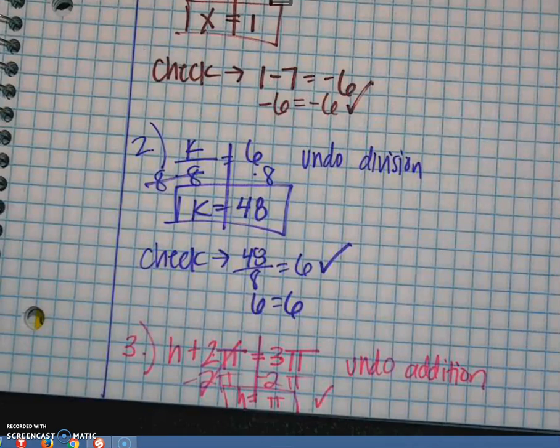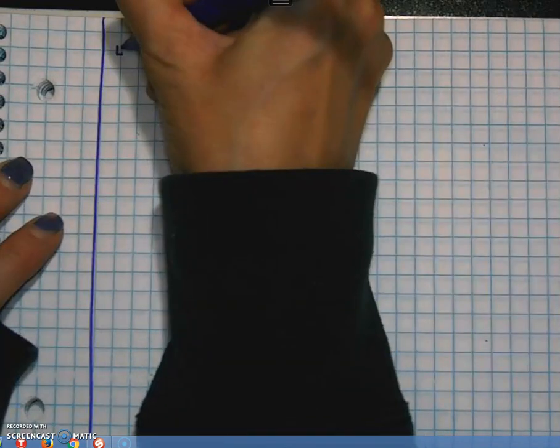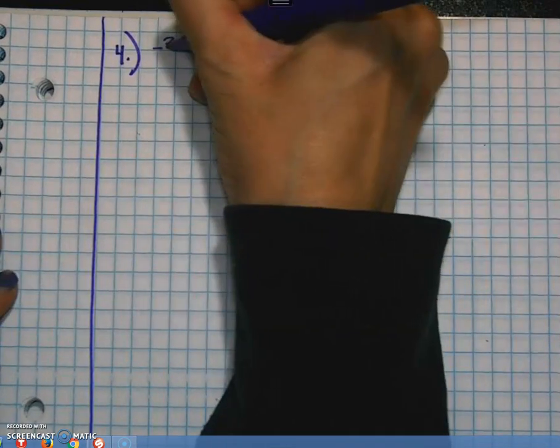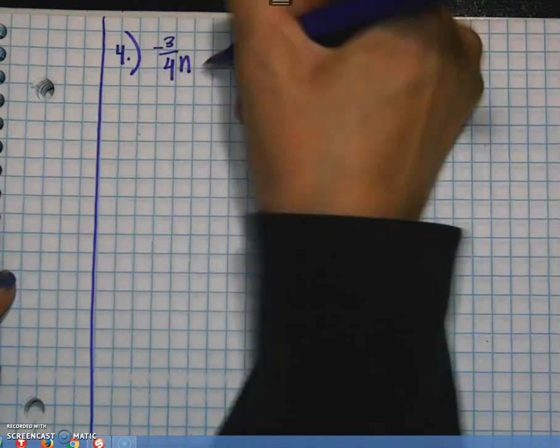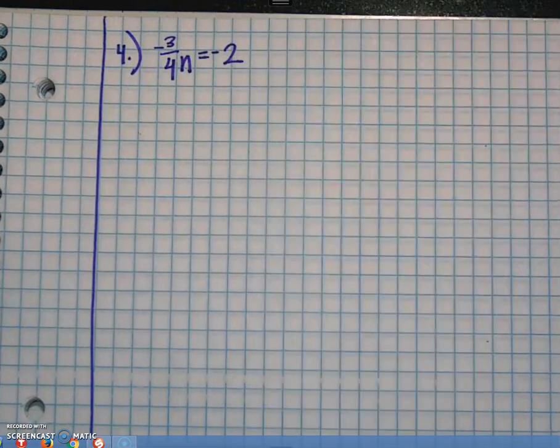Get ready. I got to turn my page, so give me a second. I'm going to start on a clean new page. So I flipped my page over. I drew my line. I'm going to give you one more example before I want you guys to try these on your own. This one is going to be a little more difficult. So this is number 4, and it's going to be negative 3/4 n equals negative 2. Okay? I know that looks difficult. Let's try this one together.